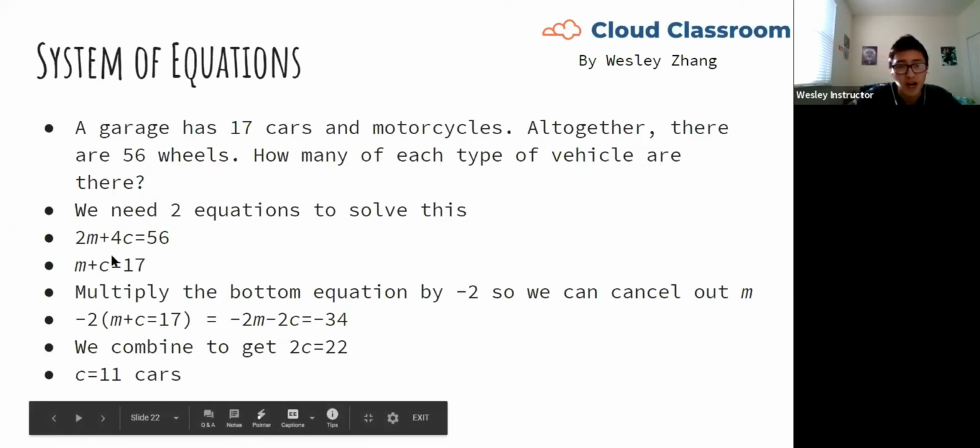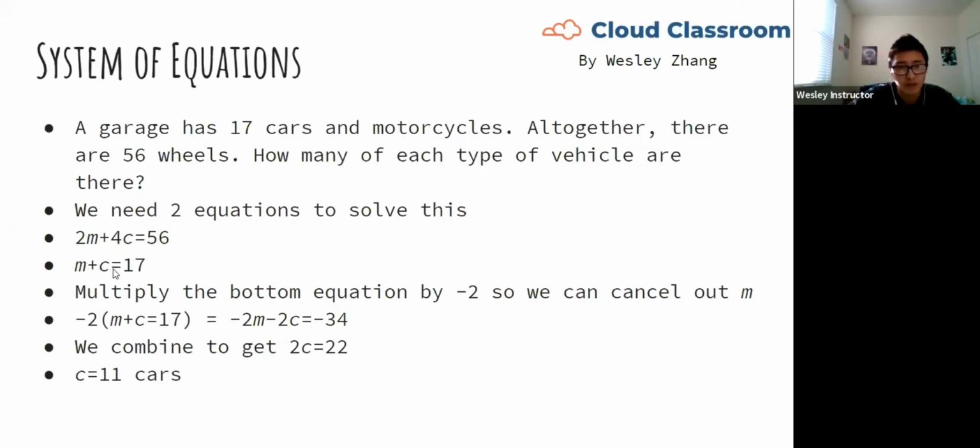So you guys can either get rid of the c first or get rid of the m first. It doesn't really matter, but here I got rid of the m because I think it's easier. So multiply the bottom equation by -2 so we can cancel out m. So then we get -2 times m plus c equals 17. Once we do distributive property, -2m minus 2c equals -34. So then we combine the top equation with our new equation, using the same method as you guys saw in the previous slide.